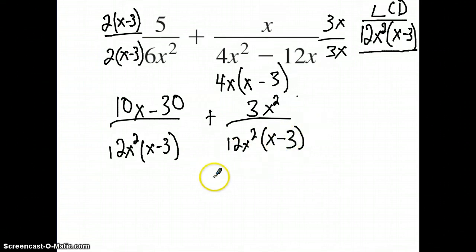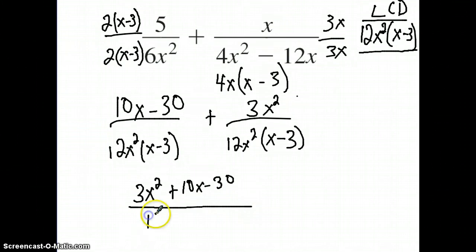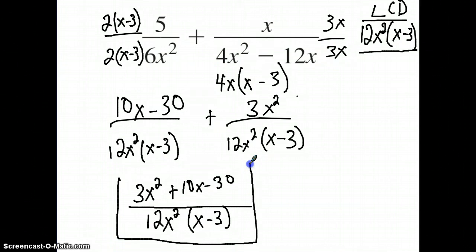And now that we have a common denominator, we can add these two together. Well, we get a 3x squared plus 10x minus 30. That entire expression is over one denominator of 12x squared times the quantity x minus 3. So then we have to ask ourselves, can we simplify this? And we cannot, so we are just going to leave that as such.